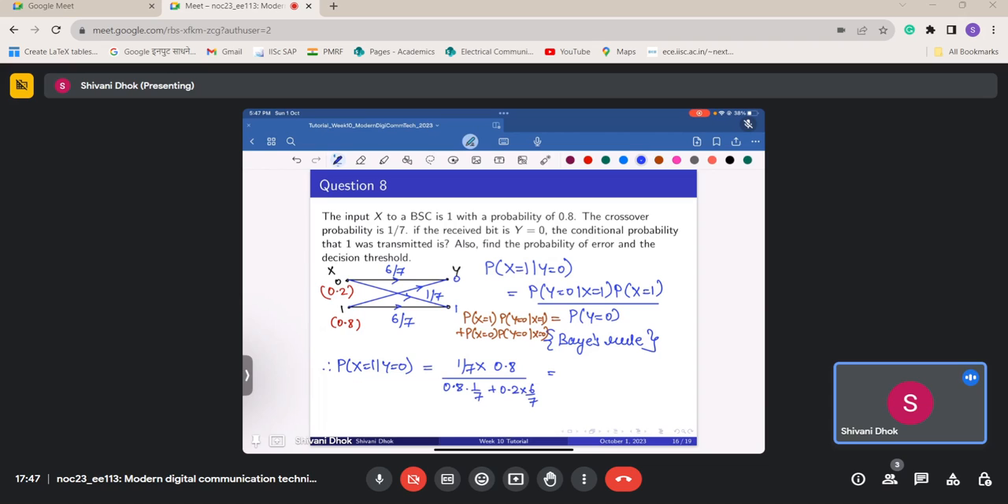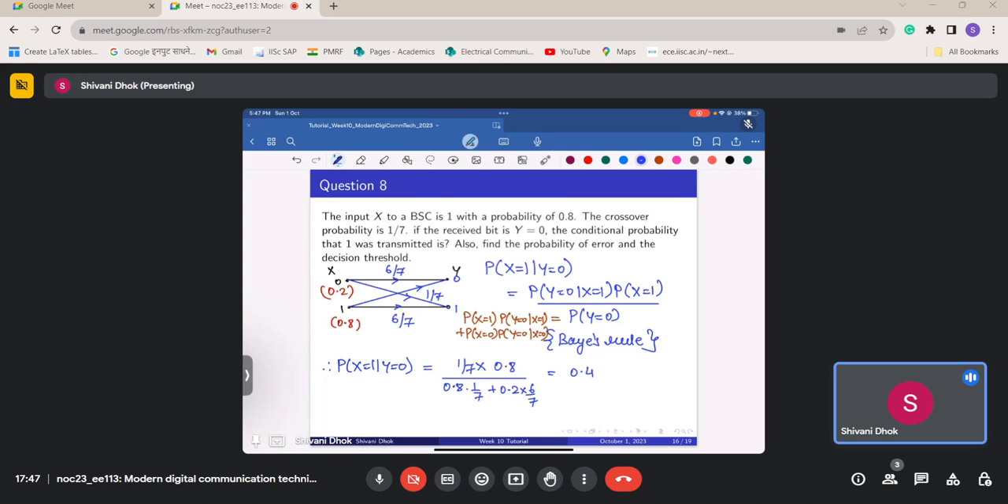So this is the probability that x equal to 1 given y equal to 0. Let's calculate this. This is 0.8 divided by 7, divided by 0.8 divided by 7 plus 0.2 multiplied by 6 by 7. This comes out to be approximately equal to 0.4. Okay, so this is what we have.